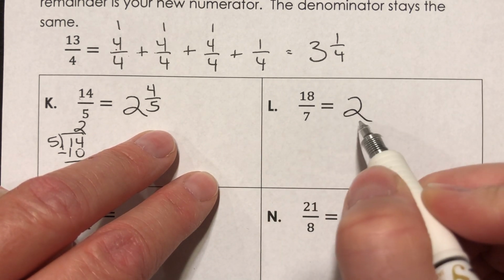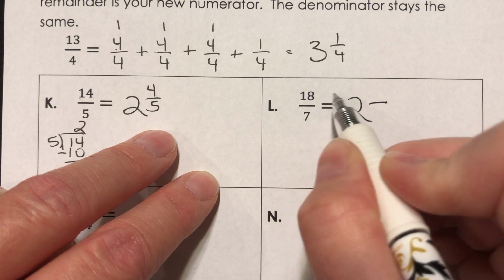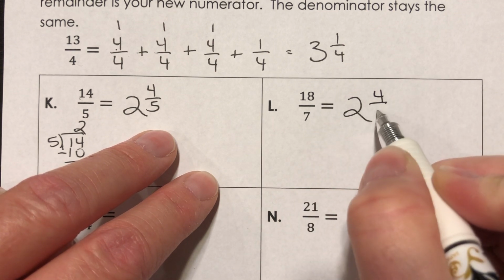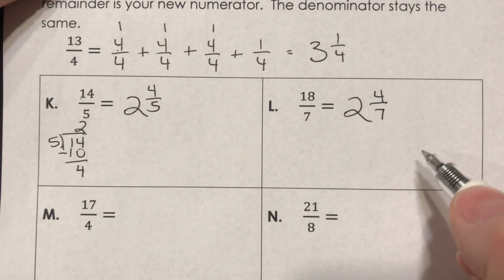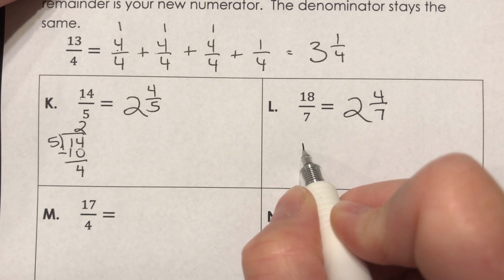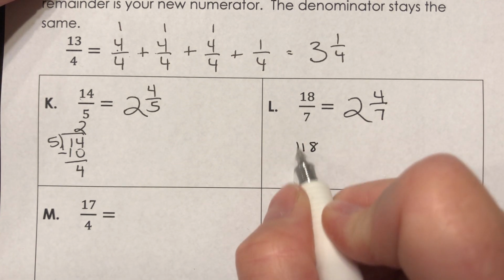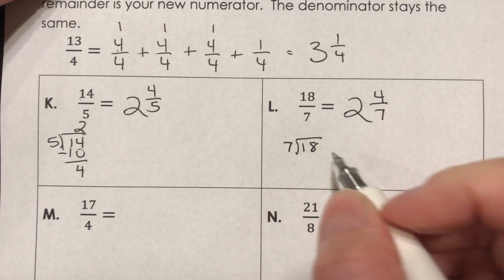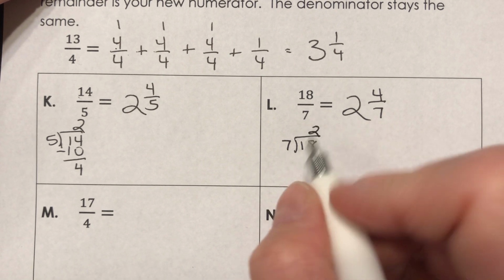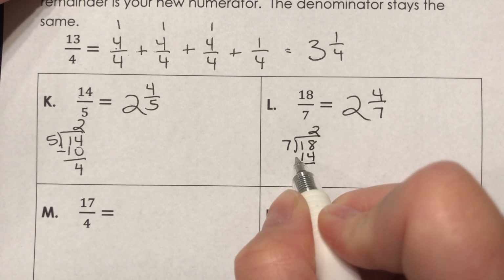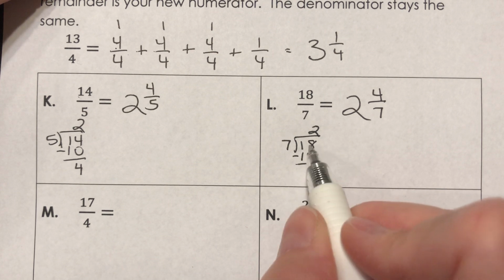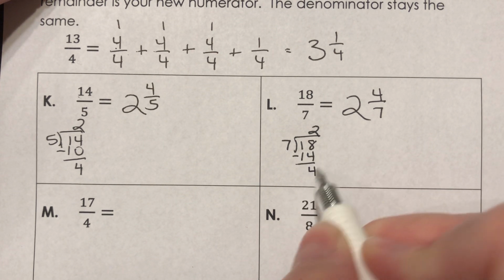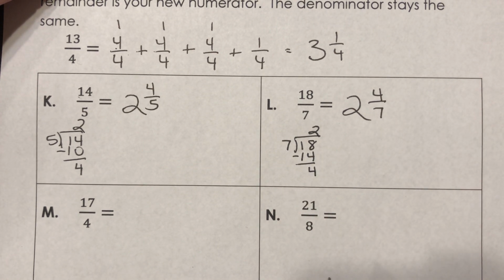Now it's at 14, right? How many more to get to 18? Well, 14 plus 4 is 18, and my 7 stays the same. And again, if you wanted to see that kind of written out, this means 18 divided by 7. I know that 7 times 2 gets me closest to 18. 7 times 2 is 14. And then how many are left over? 4. That's my new numerator.